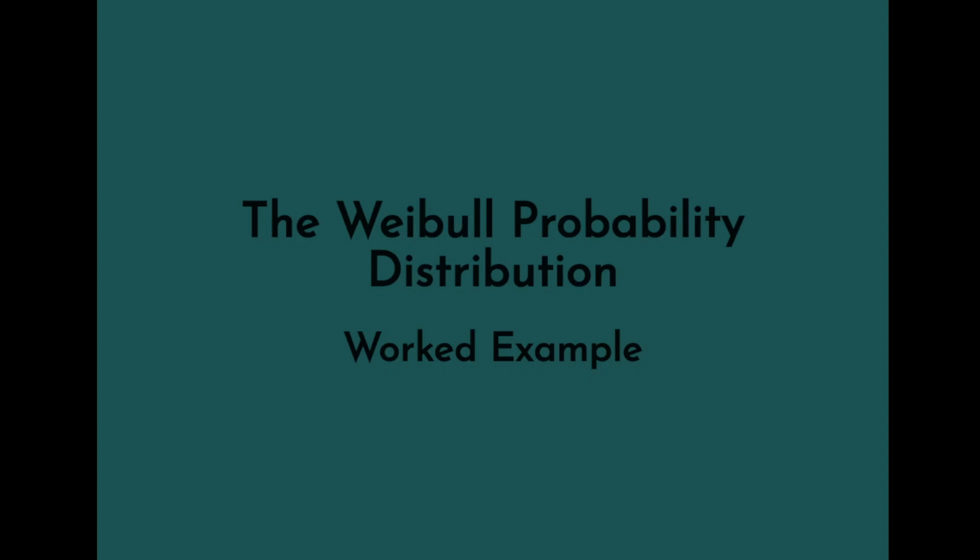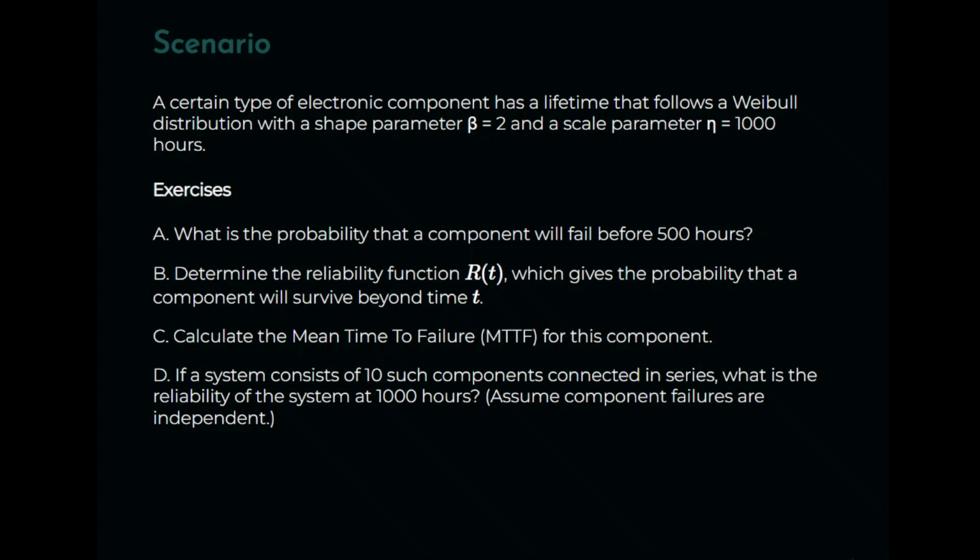Okay, in this presentation we are going to look at the Weibull distribution. So this is a worked example featuring the industrial applications. In this case it's the lifetime of electronic components. So a certain type of electronic component has a lifetime that follows a Weibull distribution with a shape parameter beta equal to 2 and a scale parameter eta equal to 1000 hours.